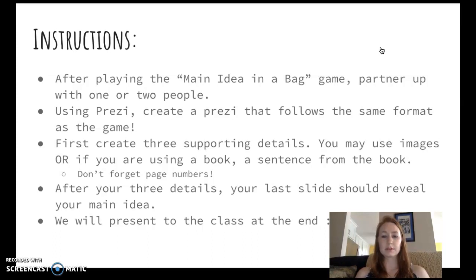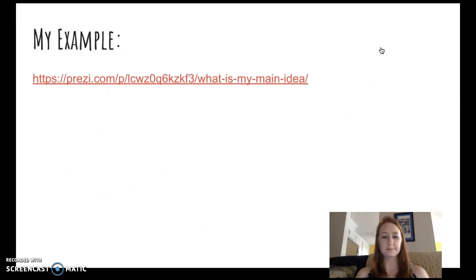So their first 3 stops on their Prezi will be supporting detail 1, 2, and 3. They can use images, or if they're using a book, a sentence from the book. They need to make sure that they have page numbers. And then after their 3 details, the last slide should reveal the main idea. So much like the game, but now they are creating one themselves to show me that they understand. And then they will present at the end.